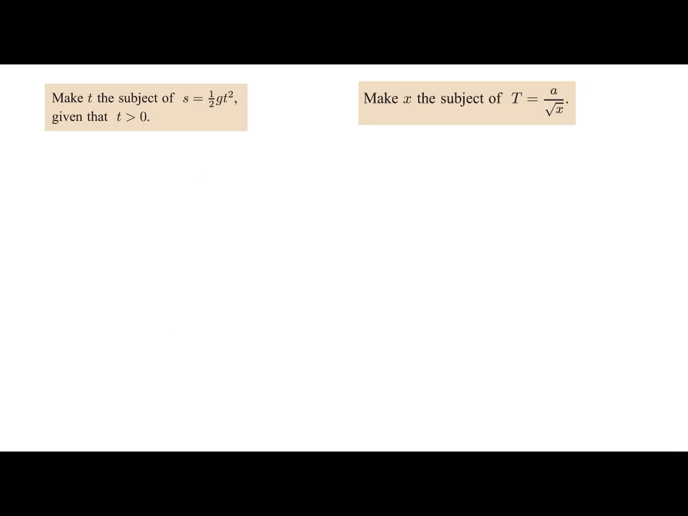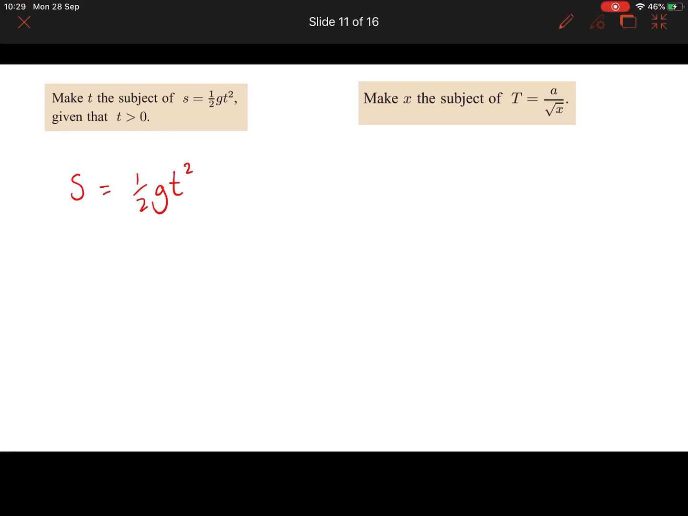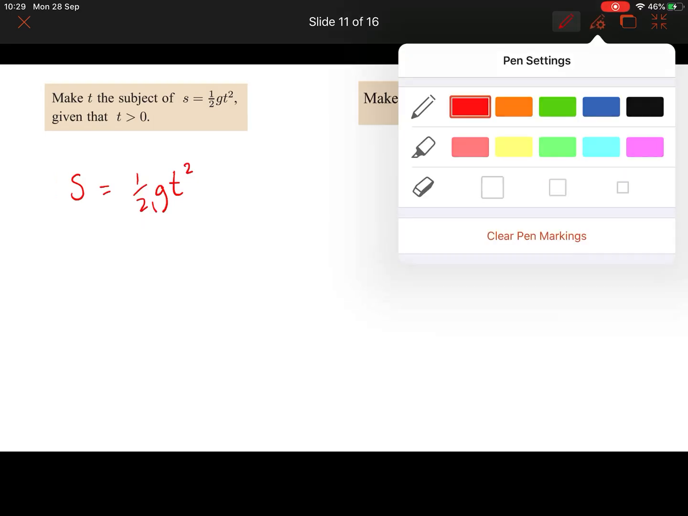So s is equal to a half gt squared. Make t the subject of the formula. So let's just write it down. s is equal to a half gt squared. Well, the first thing I'm going to want to do is divide both sides by a half g. Now, dividing by a half is the same as timesing by 2.